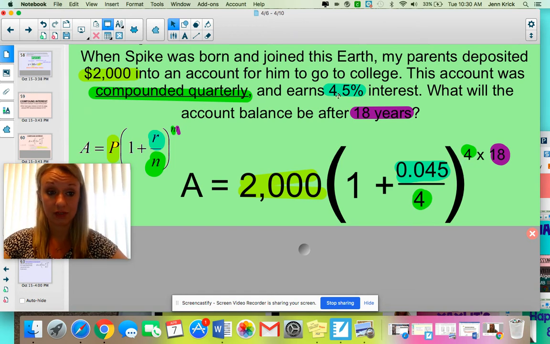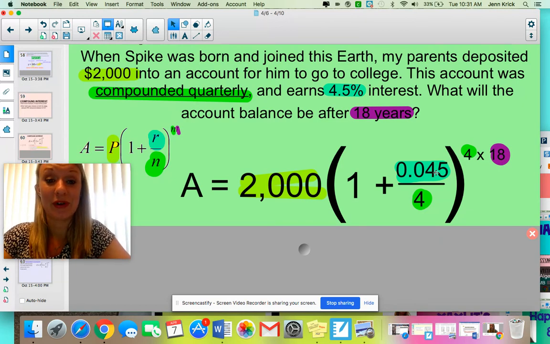4.5% interest, if you express that as a decimal, it's 0.045. Okay, if you had just 0.45, that'd be 45%. That would be insane. So it's 0.045. And then it says 18 years, that goes in for T, and that's right here. So here's how you can see it all plugged in.